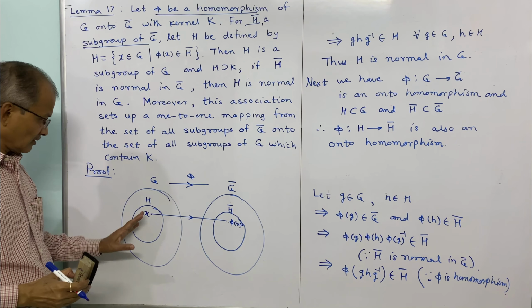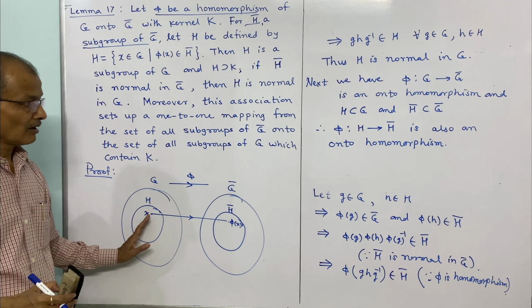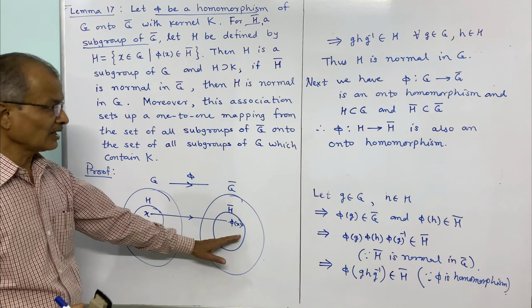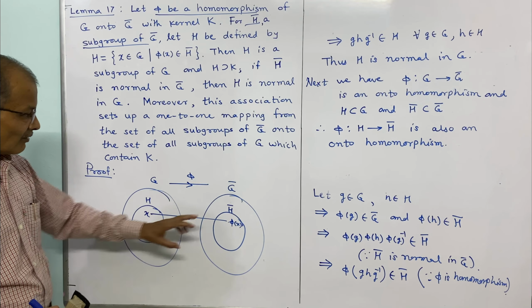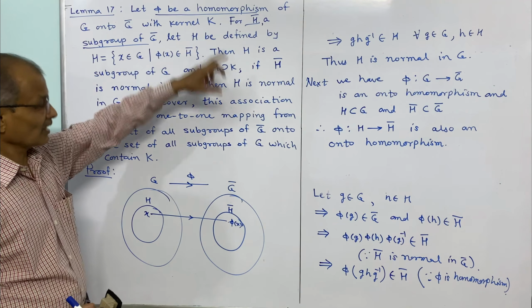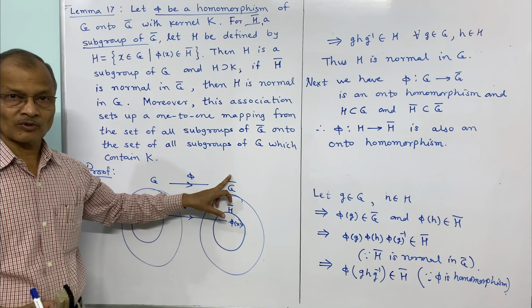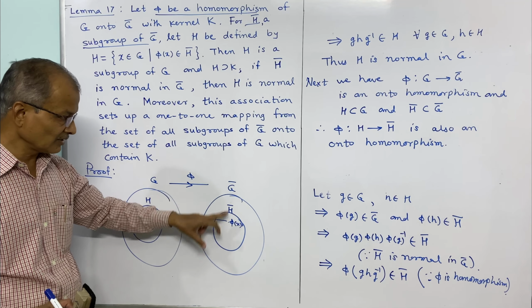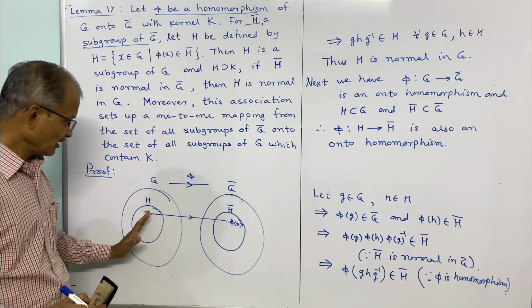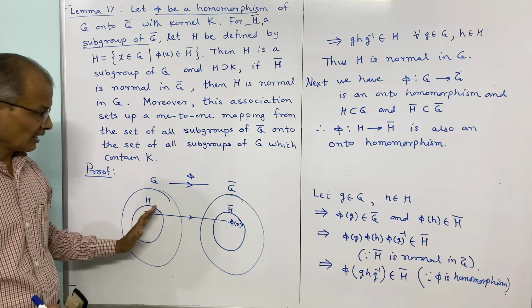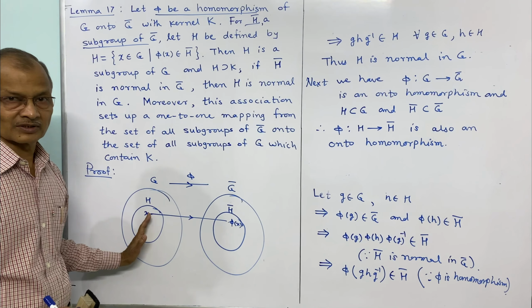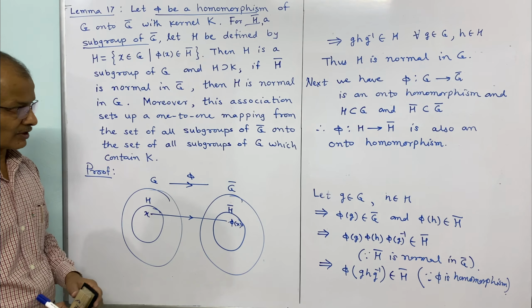So we have an onto homomorphism between H and H bar. Whenever we considered H bar as a normal subgroup of G bar, then H is normal in G. That is, its inverse image we have considered. Now we consider the converse part.